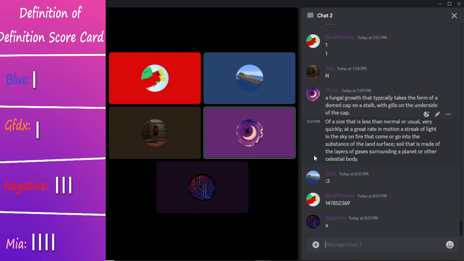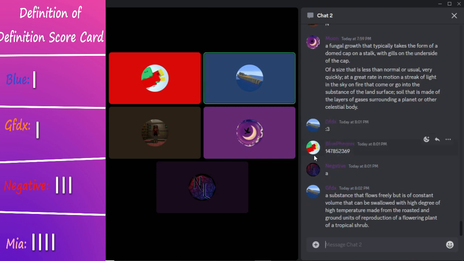GF is taking over. No one can gain any points because this isn't Moon stuff. Well, we already have a winner, and Negative managed to get second place. So, here it is. A substance that flows freely but is of constant volume, that can be swallowed with a high degree of temperature. Made from the roasted and ground units of reproduction of a flowering plant of a tropical shrub.